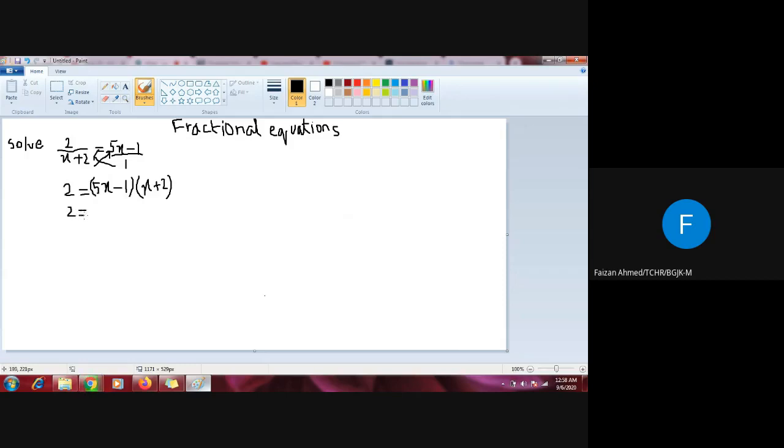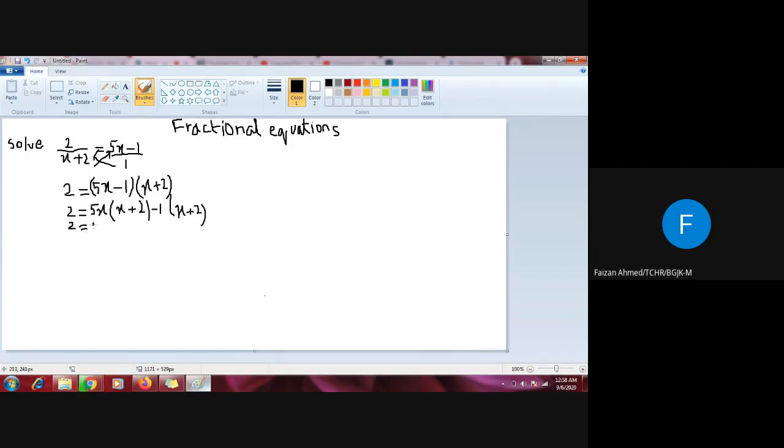That will become 2, and I can write it like this. This will be 5x. I will split this bracket. This will be x plus 2, and again I have to write the remaining part of the bracket, that is minus 1, and then I will write x plus 2 again. And now it's just expansion. I just have to multiply it. This 2 will be as it is on one side. Now I will just multiply it.